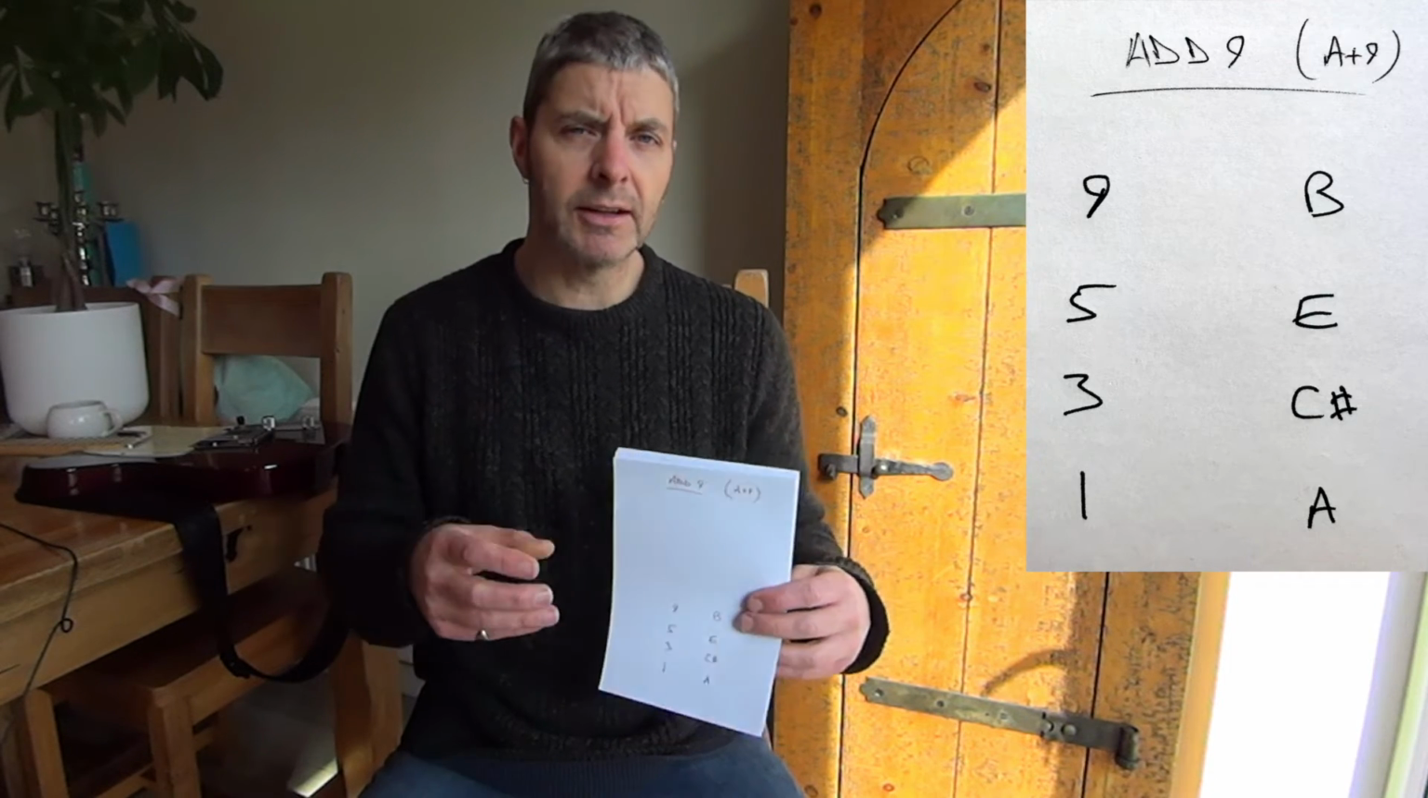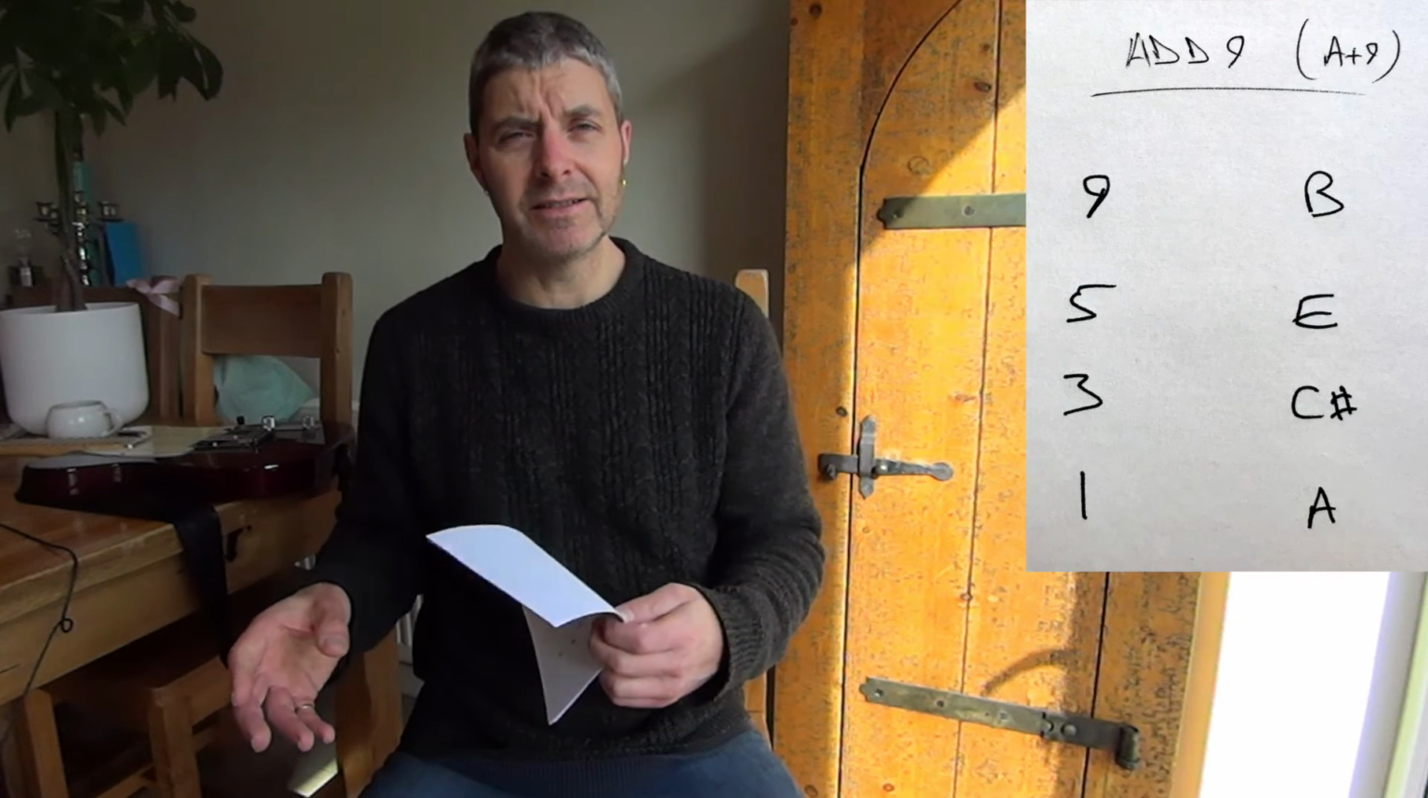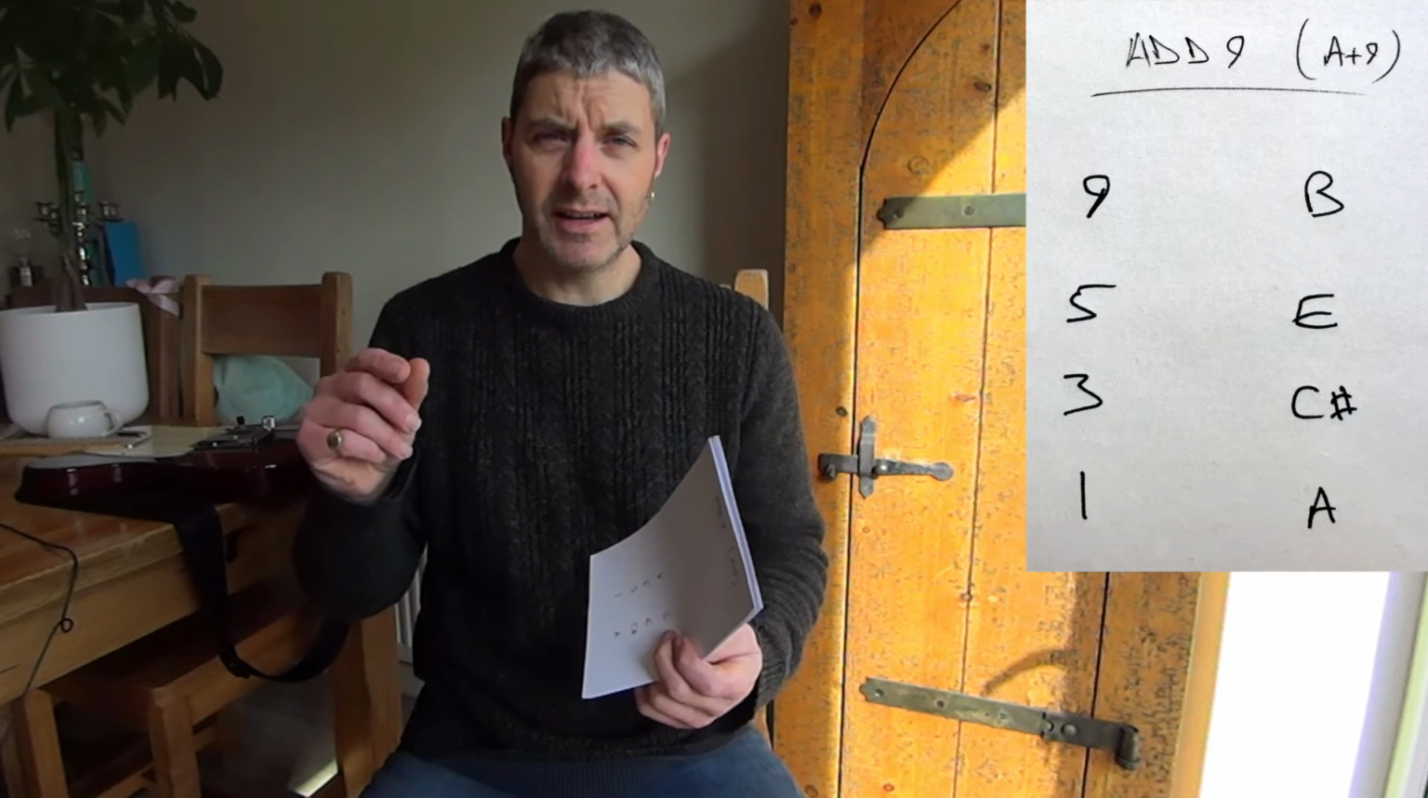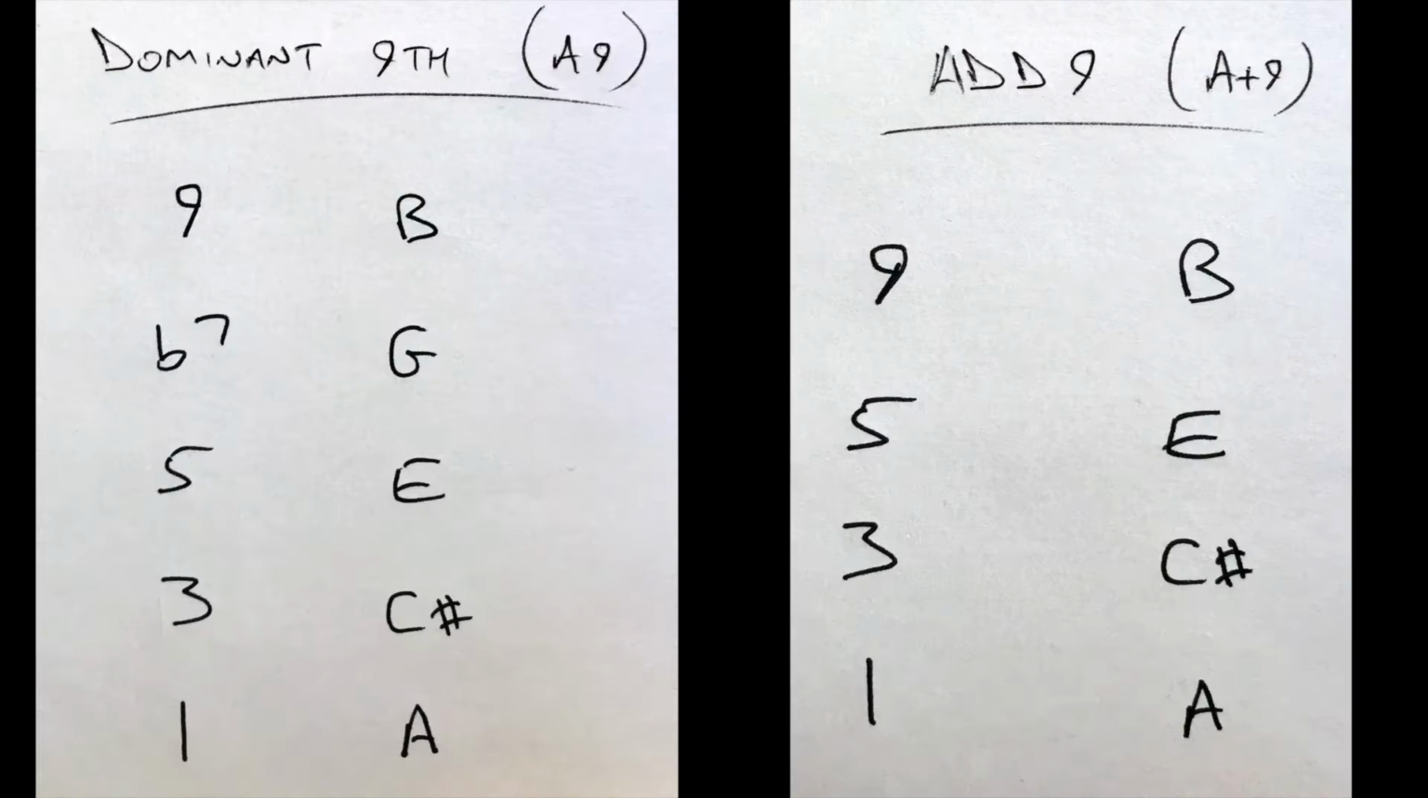So the difference between an A9 and an A add 9 is the A9 has got the seventh in there, whereas the A add 9 hasn't. That's it in a nutshell.